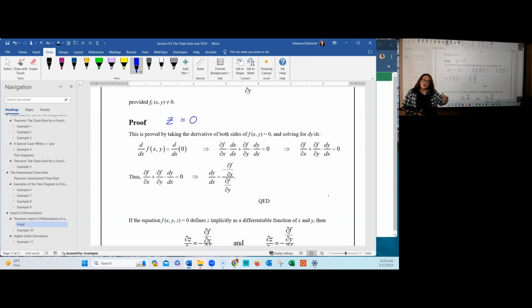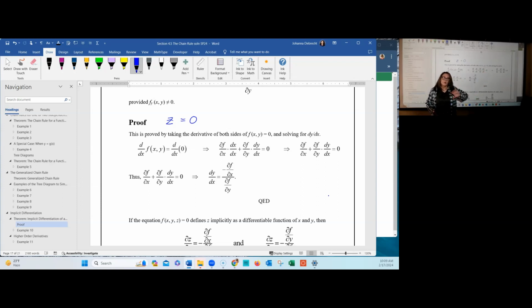But because the function z is a function of two variables, x and y, we have to apply the chain rule. That gives us the partial derivative of the function with respect to x times the derivative of x with respect to x, which, as we know, is 1, plus the partial of f with respect to y times the derivative of y with respect to x.